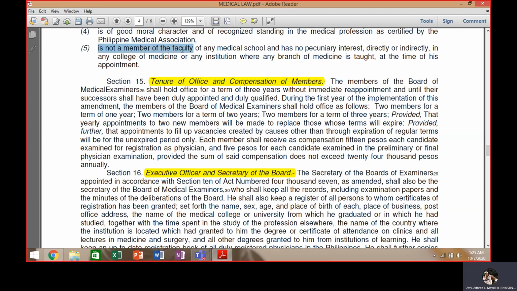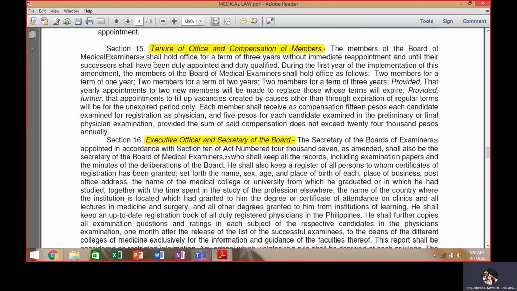Lastly, he is not a member of the faculty of any medical school and has no pecuniary interest, directly or indirectly, in any college of medicine or any institution where any branch of medicine is taught at the time of his appointment. So, if you think your professor is a member, okay, of the Board of Medicine, you will know because he will resign from his post as teacher because it is a requirement.